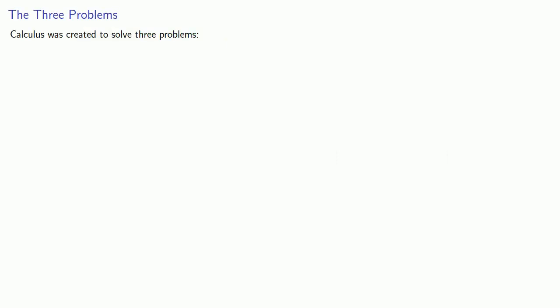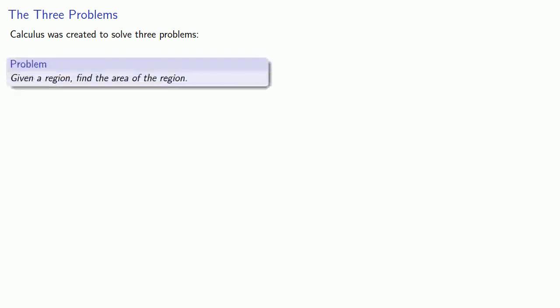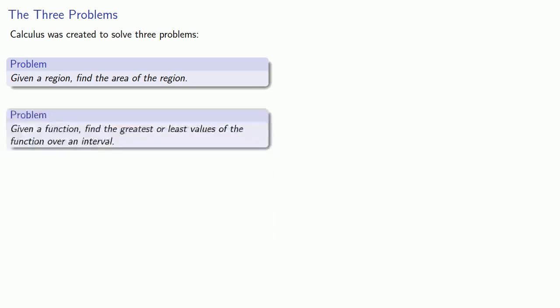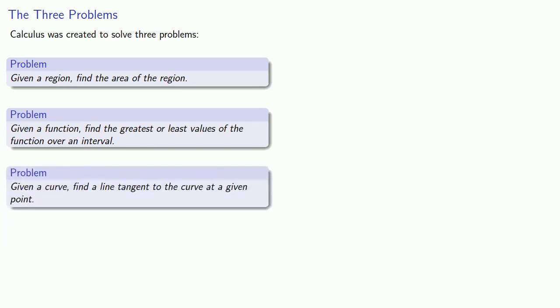Historically, calculus was created to solve three problems. First, given a region, to find the area of the region. Next, given a function, to find the greatest or least value of the function over an interval. And finally, given a curve, find a line tangent to the curve at a given point. Historically, the first problem, known as the quadrature or area problem, was the first to be solved. But for a variety of reasons, we typically teach calculus by solving the third problem.